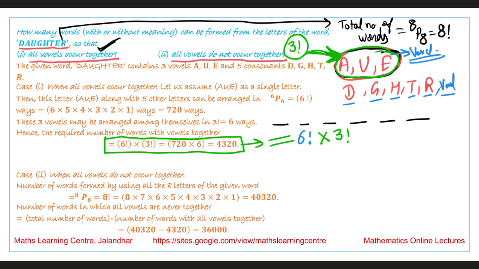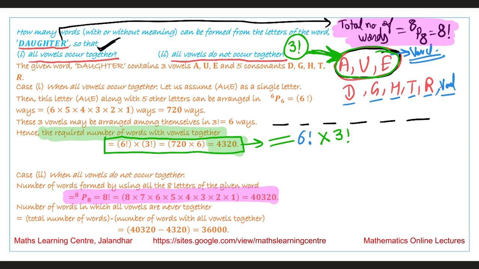Now the total number of ways in which we can arrange them, or the number of words that can be formed, is 8 factorial. The answer for 8 factorial is 40320. The number of ways in which the required words with vowels together can be formed is 4320.